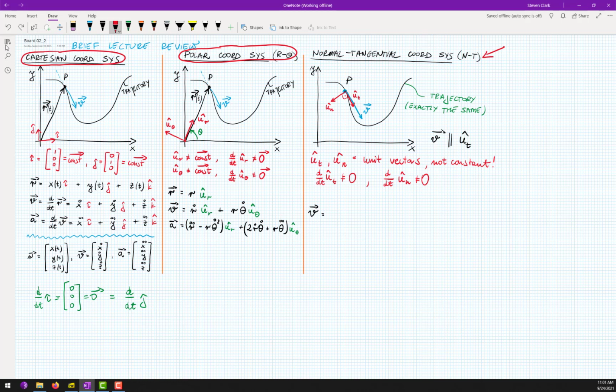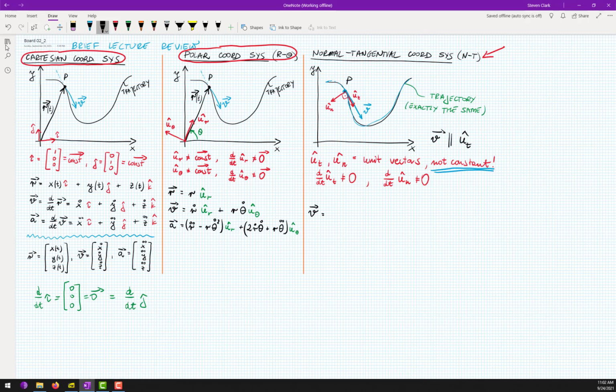How about the polar coordinate system? We have U_R and U_theta, unit vectors again, but this time not constant. They just follow our particle that goes along the trajectory. And today we will learn U_T and U_N. The story starts exactly in the same way as last time. We have a particle following our trajectory, exactly the same particle, exactly the same trajectory. Now we will define our U_T and U_N, which are again unit vectors, but not constant.